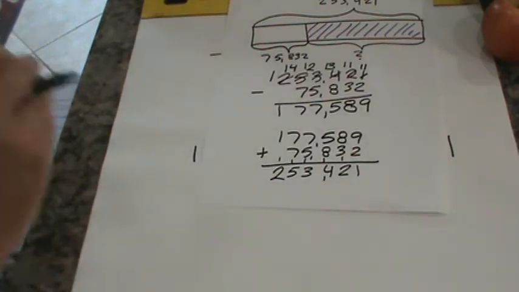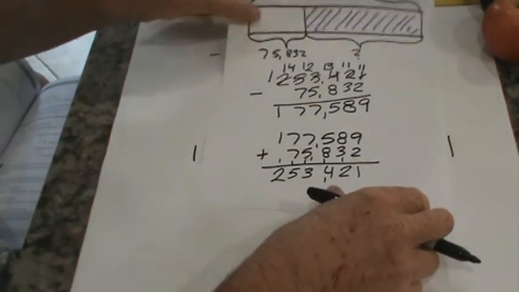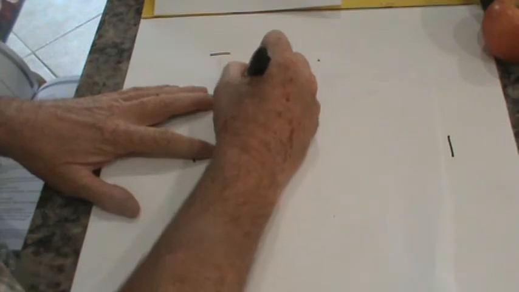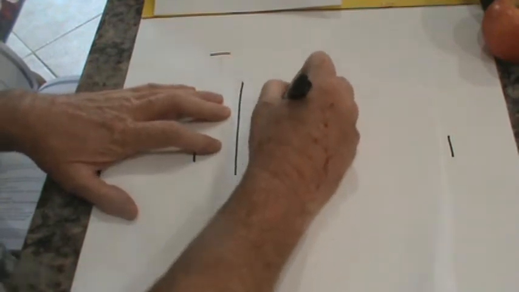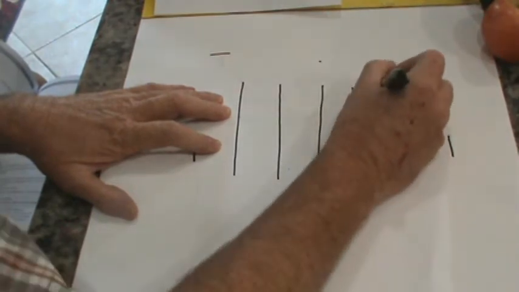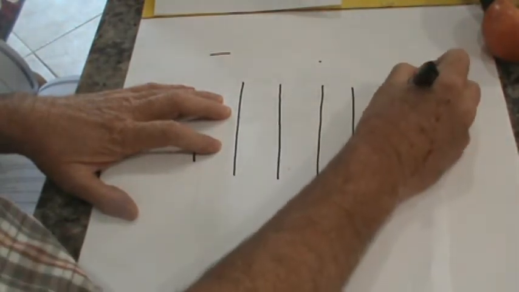And we're going to do one more thing with this. We're going to show it on the dreaded place value chart. So go ahead and make your place value chart. We're going to need 6 columns. 1, 2, 3, 4. Uh-oh, I'm running out of room. I wanted to make them extra wide.